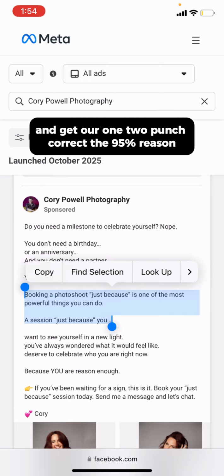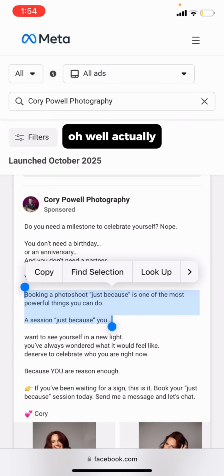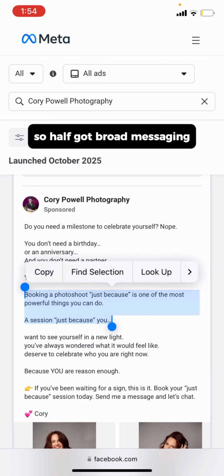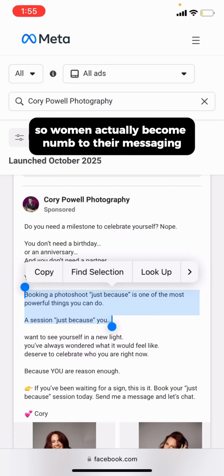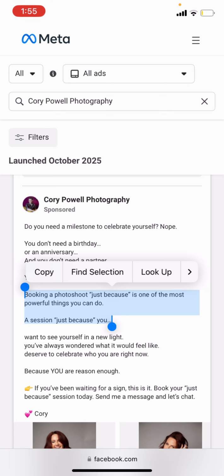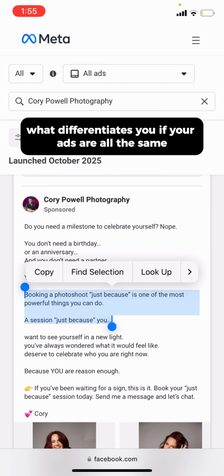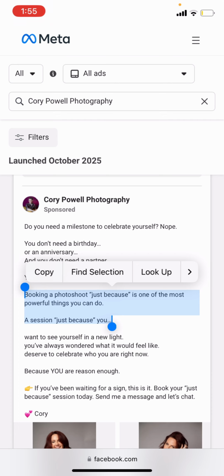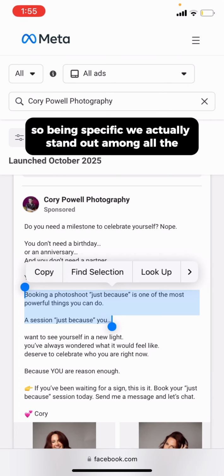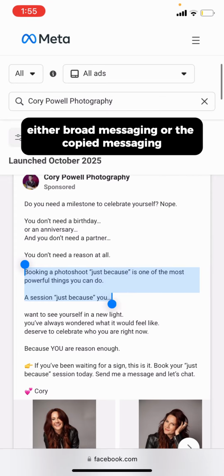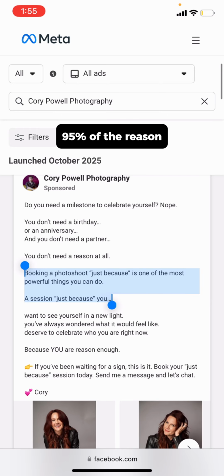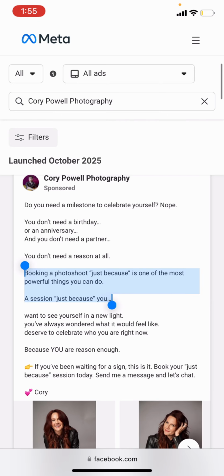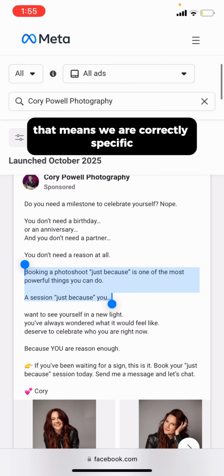The 95% reason, actually, back to the 5% reason. So half got broad messaging. The other half, everyone's just copying everyone else's templates or the ads that are already doing good in the city. So women actually become numb to their messaging because it's all the same. So it's like, what differentiates you if your ads are all the same? Nothing. So being specific, we actually stand out among all the either broad messaging or the copied messaging. That's 5% of the reason we gotta get the 1-2 punch correct. 95% of the reason we gotta get the 1-2 punch correct is this. When we get the 1-2 punch correct, that means we are correctly specific.